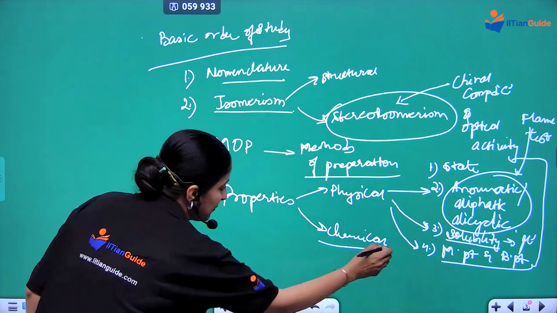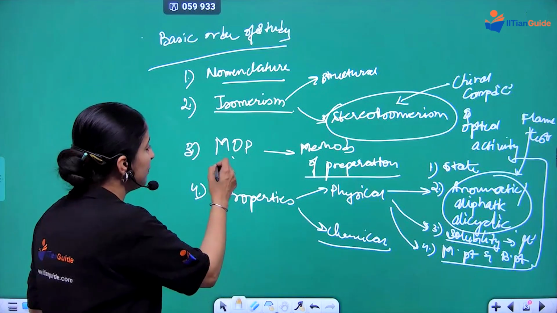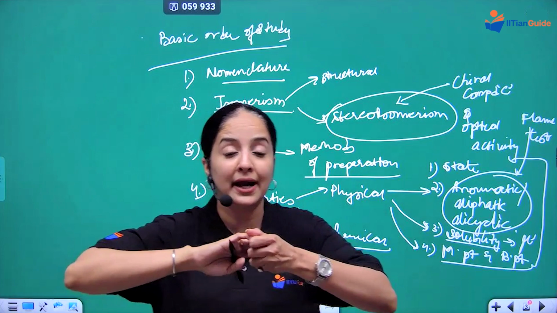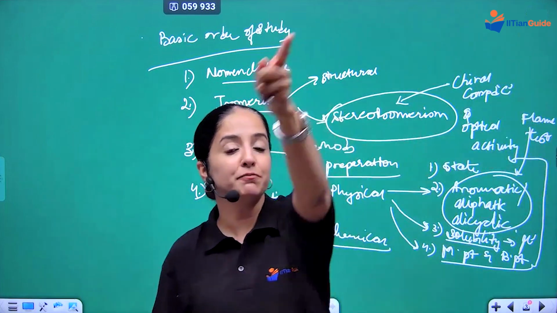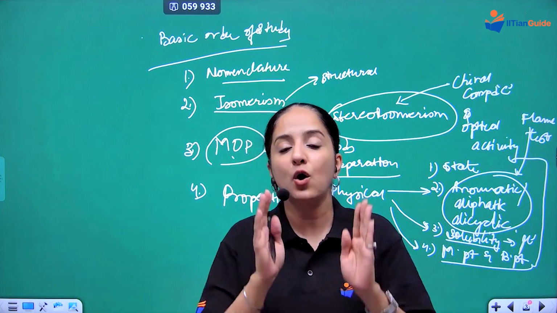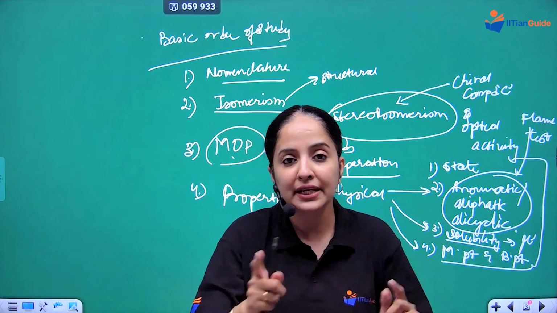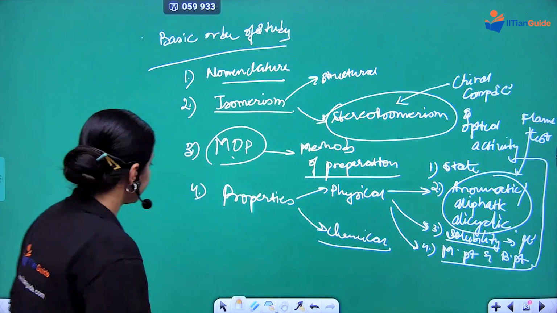Then you have chemical properties. This MOP and chemical properties go hand in hand. Why, beta? Because the chemical properties of one functional group may be the methods of preparation of the other functional group. I hope you are understanding the linkage of one topic to the other.